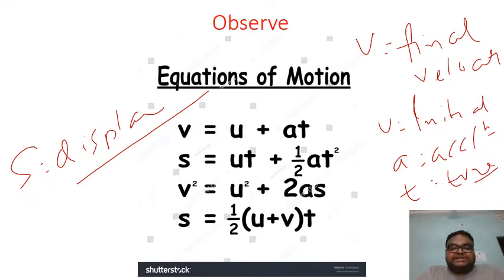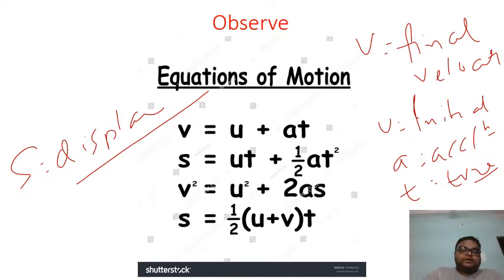So the first equation states that v equals u plus at. Right, students? v equals u plus at. Then s equals ut plus half at squared. Then v squared equals u squared plus 2as. Right, students? v squared equals u squared plus 2as. Now s equals what? s equals half into u plus v into t.